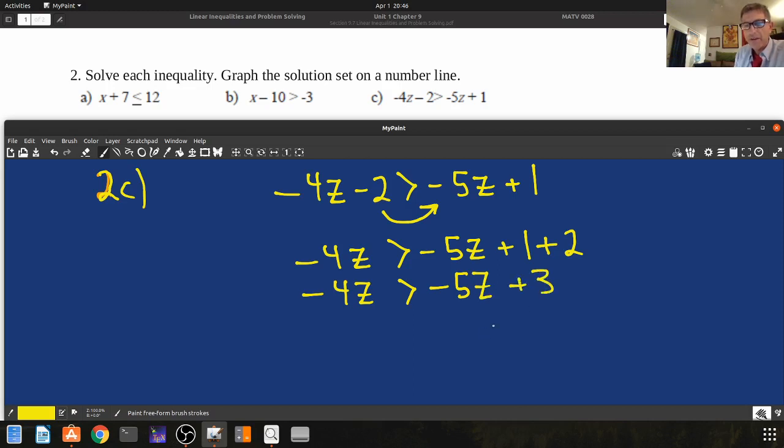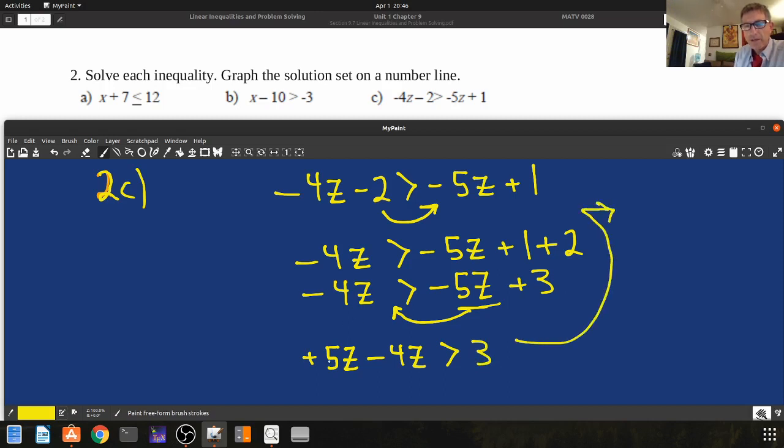Now I'm almost there. This time I'm going to take the minus 5z and move it over there. And when I do so, it becomes plus 5z. Now I wrote plus 5z, but you don't have to, and often we will not. Is greater than 3. And when I simplify this, that becomes 5z minus 4z. That gives me z is greater than 3. So notice I just kept the same exact direction of the inequality all the way to the last step.